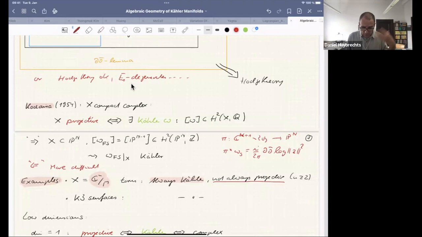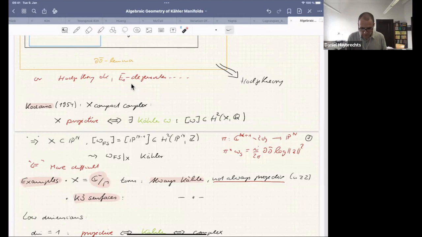And something similar happens for K3 surfaces. I have given you only an example of K3 surfaces, namely the Fermat quartic or any other quartic in P3. But it turns out there are K3 surfaces that are not projective, but it's very hard to describe them. So we don't know how to describe them as explicitly as complex tori. They're not quotients of anything nice you can write down. We just know they exist. They are there, but we have never seen those, with some exceptions.